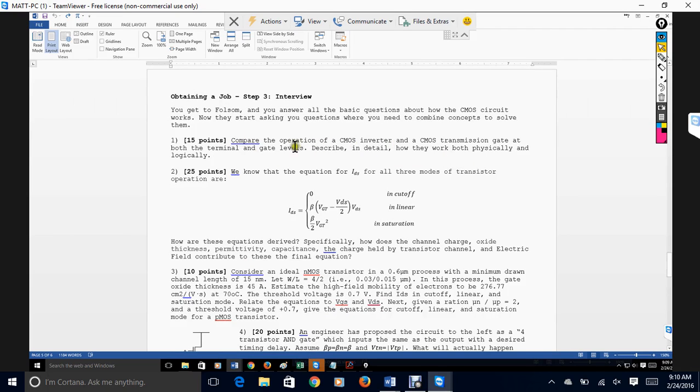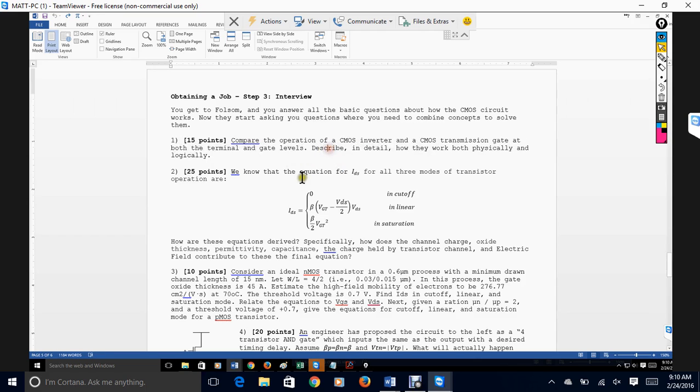Compare and contrast. Compare the operation of a CMOS inverter or CMOS transistor gate at both the terminal and gate levels. Describe in detail how they work both physically and logically. The key thing is to look at the keywords and pick things out. I've phrased these questions, and to give you a hint about what I'm talking about, terminal and gate levels, I've phrased it that way for a reason. Especially once you review section 2, you'll understand what I'm getting at.